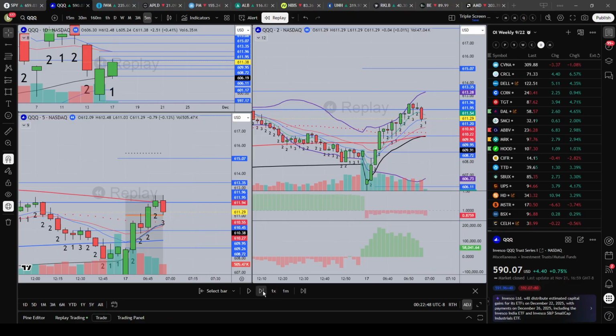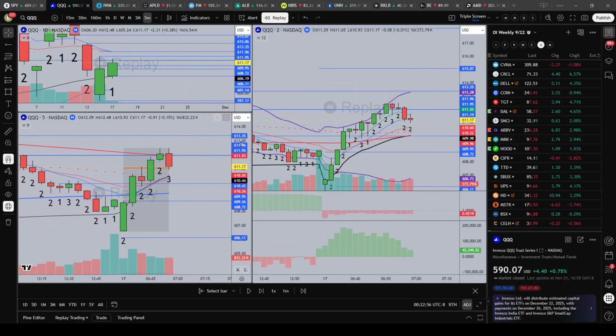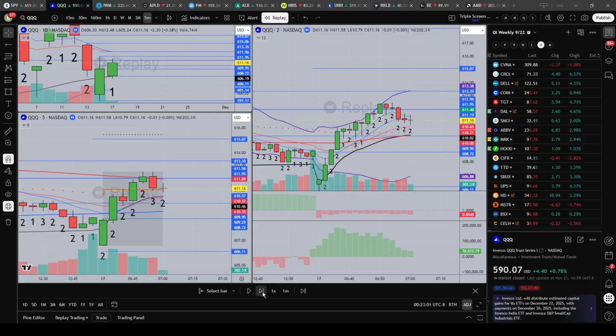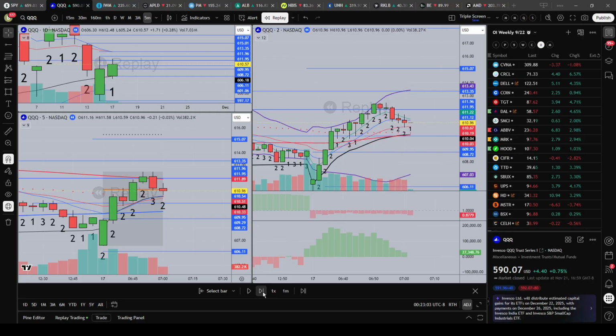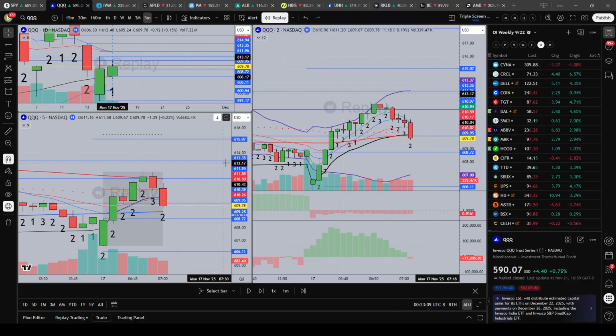Okay, it's still a 3. Okay, yeah, this is looking not super hot at this point. I think I might be out soon if this goes 3-2 down. Yeah, so this would probably be my exit right here. Right, 3 against you plus a 2 down. I would have been out as soon as this went 3-2 down, which is fine.